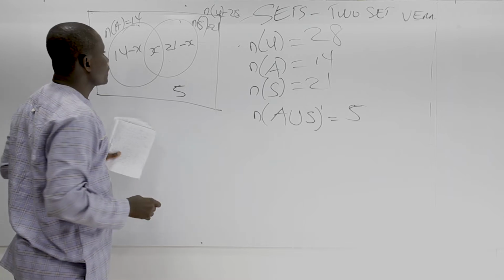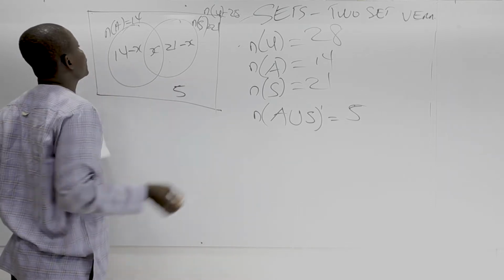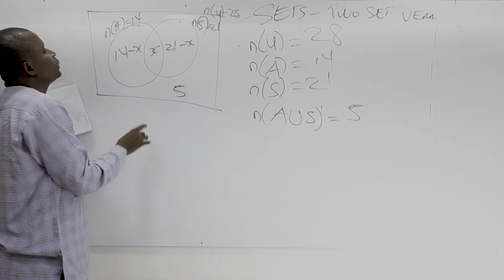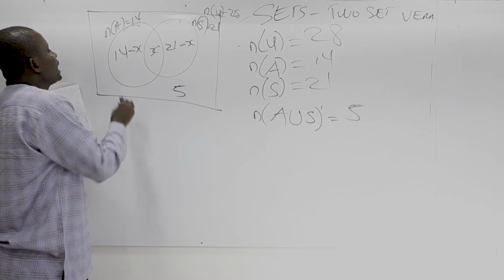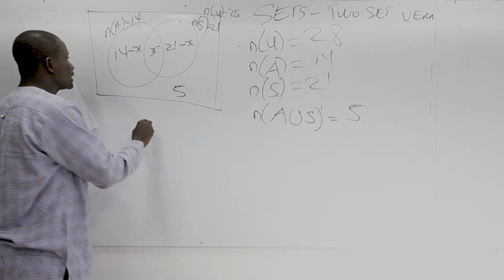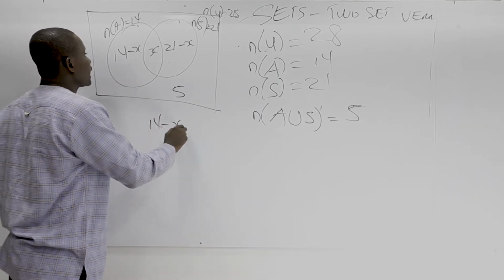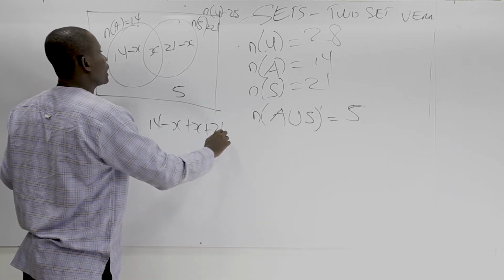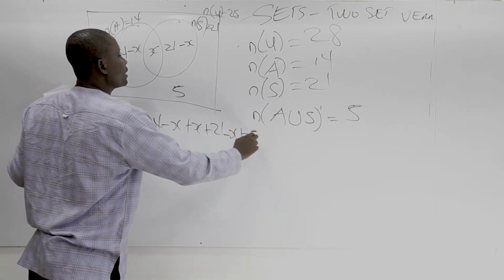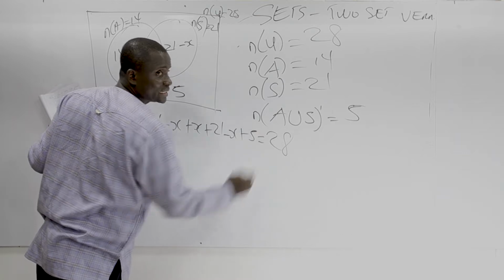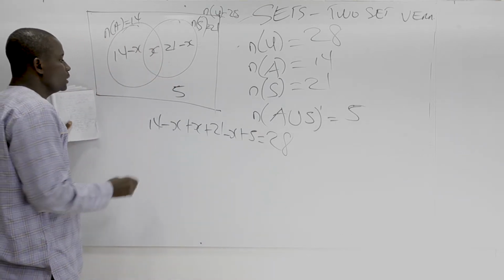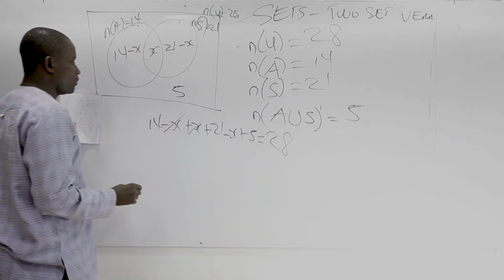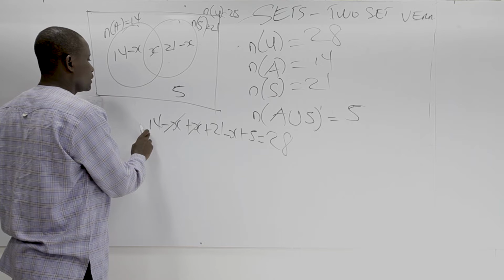Is that okay? So now let's see, how are we going to solve this problem? Okay, we have 2 ways of solving this problem. Here, in adding, I'm saying that it is 14 minus X plus X plus 21 minus X plus 5 is equal to 28. Okay? So this and this goes off. So when we add, what are we going to get?